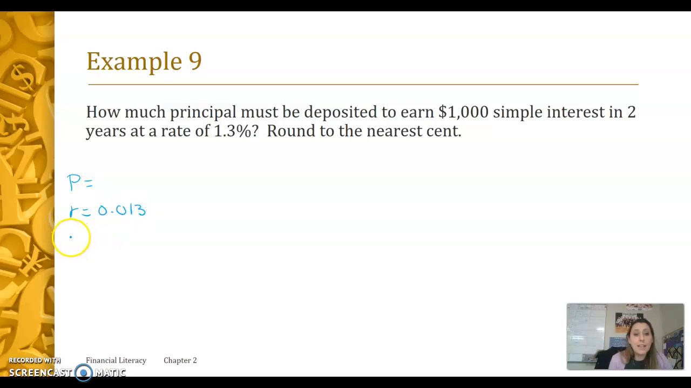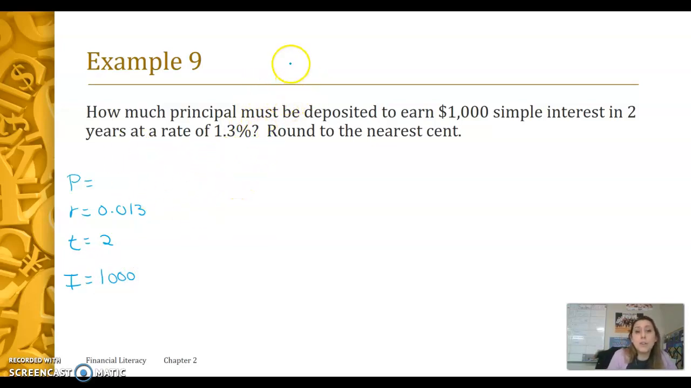0.013, and it says it's going to be 2 years, so we have a time, which is 2, and then we actually know what our interest is. It's going to be $1,000 because it's saying how much money do I need to deposit to earn $1,000 at this rate for this time.